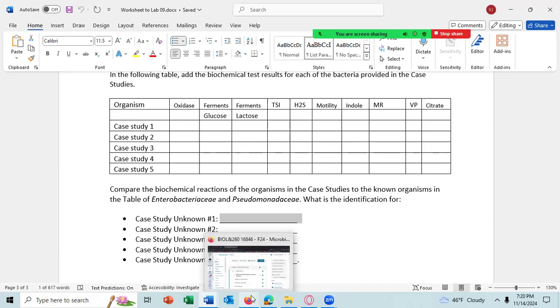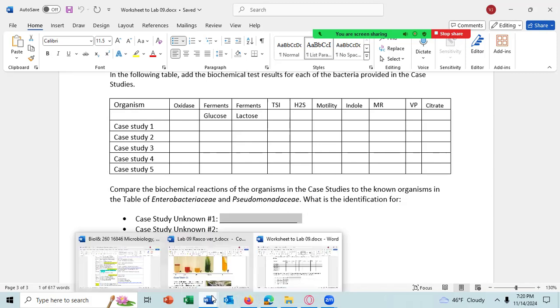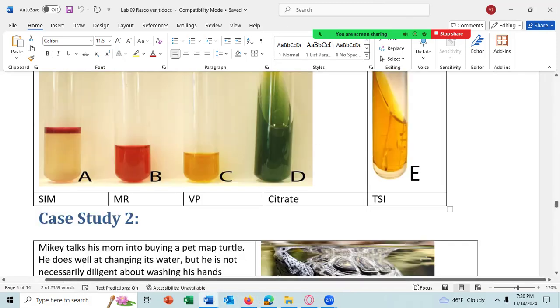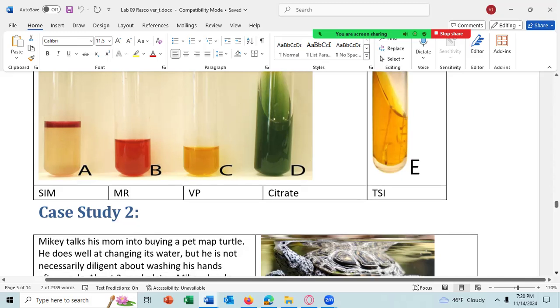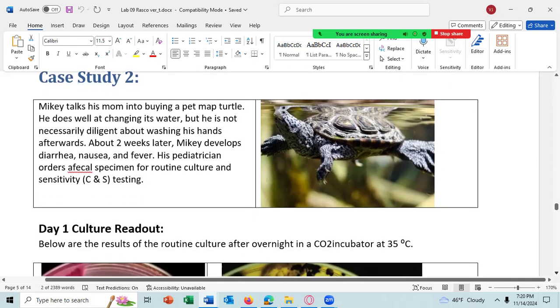And then do the same for case study 2, which I kind of like this one, so I'll read it. Mikey talks his mom into buying a pet turtle. He does well at changing its water, but he's not diligent about washing his hands afterwards. About 2 weeks later, Mikey develops diarrhea, nausea, and fever. His pediatrician orders a fecal specimen and routine culture and testing.